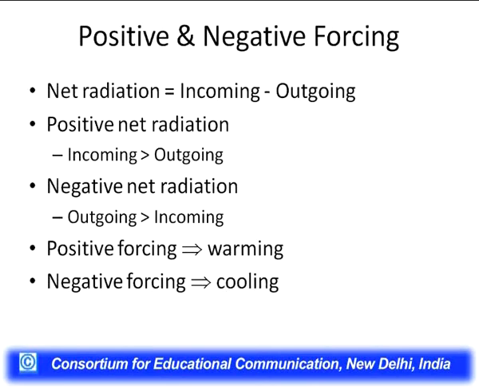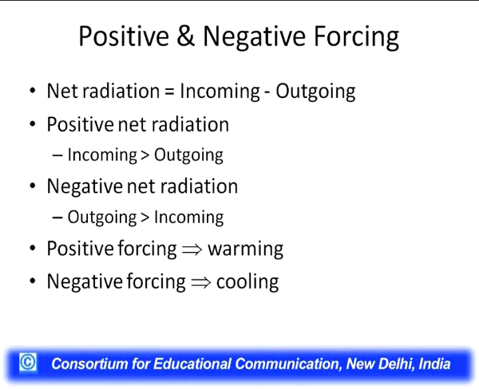If the case is vice versa, when the outgoing radiation is more than the incoming, the net radiation is negative. This is why, when there is a positive net radiation, we say that there is a positive forcing, or the case is warming. If there is a negative net radiation, we say that there is a negative forcing, or the result will be cooling. But nowadays we have the previous case, positive forcing, I mean warming, and everyone is concerned about global warming.